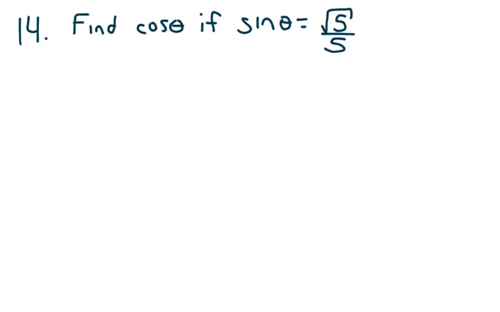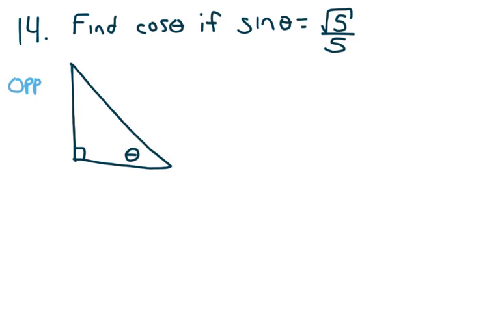Alright, so number 14. With this one we needed to find cosine if they gave us sine. So first I'm going to draw a picture. And I like putting my theta right here. Now based on where my theta is, this is my opposite, this is my hypotenuse, and this is my adjacent.